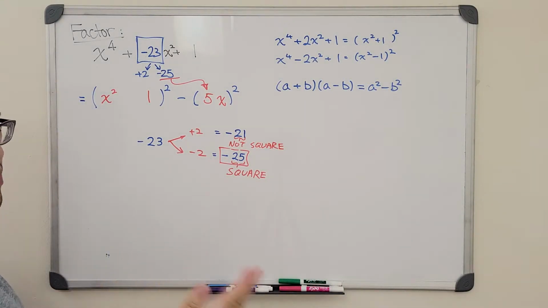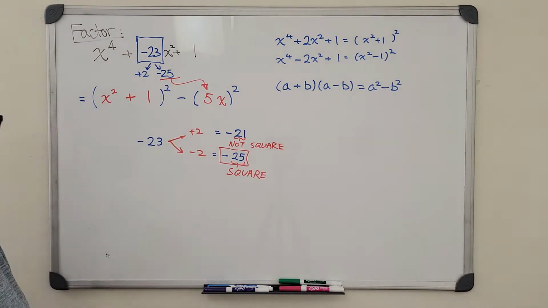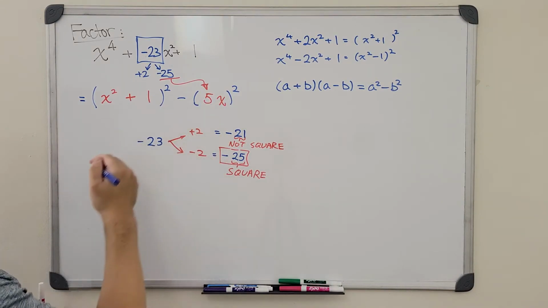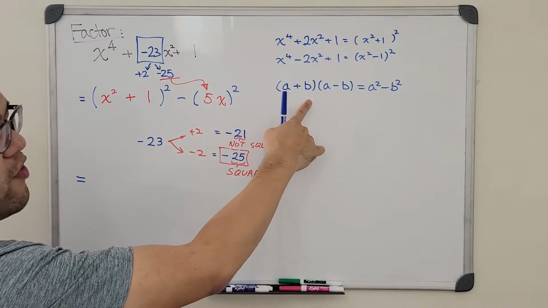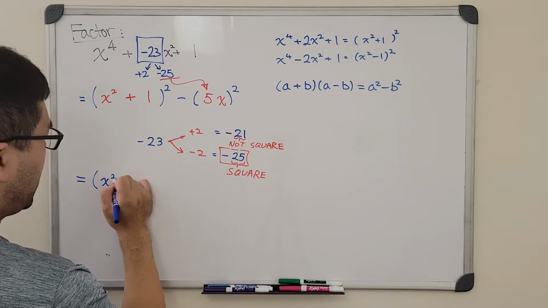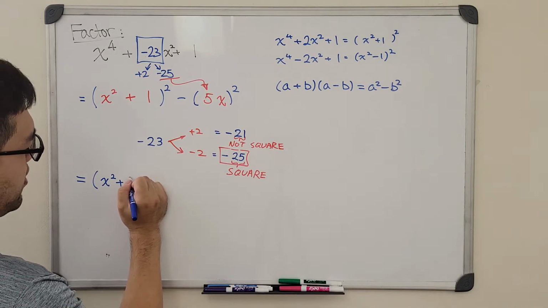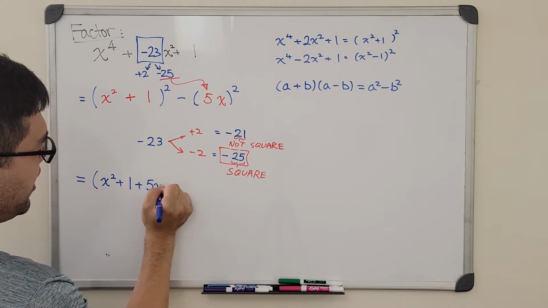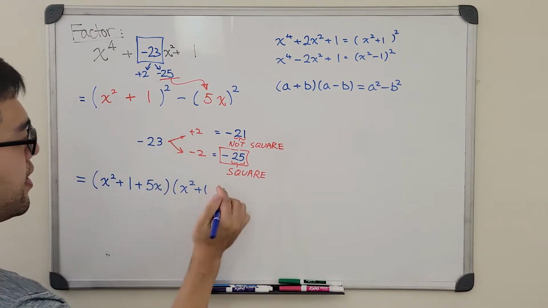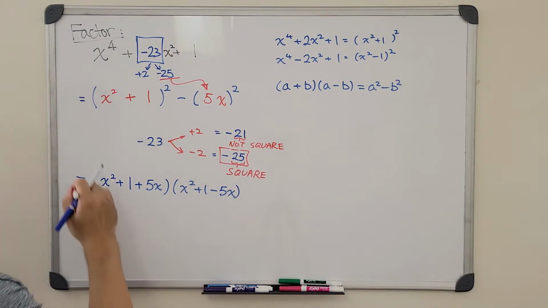Meaning that if we try to complete the square of that part, we will end up with x squared plus 1 quantity squared. So once we have this, we have difference of squares, so that we can use the formula that we have here to give us the result. And you get the answer: x squared plus 1 plus 5x, which is b, times x squared plus 1, that is a, minus b, which is 5x. And this is how we get our answer.